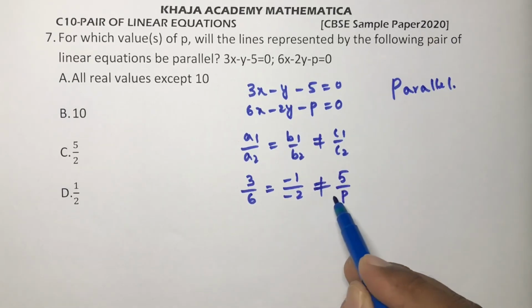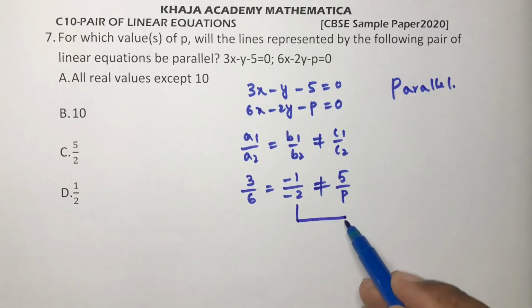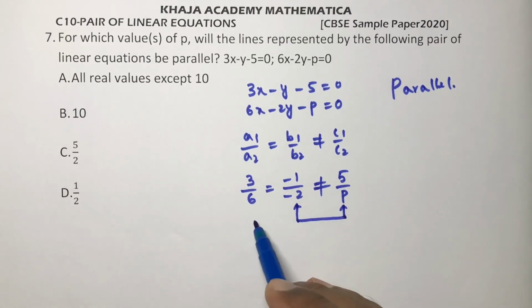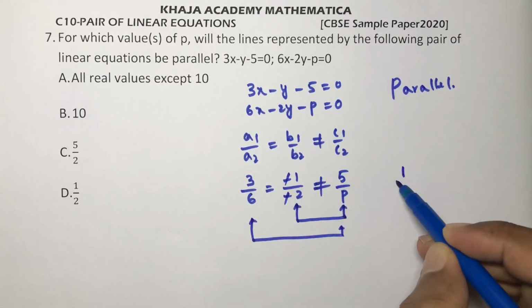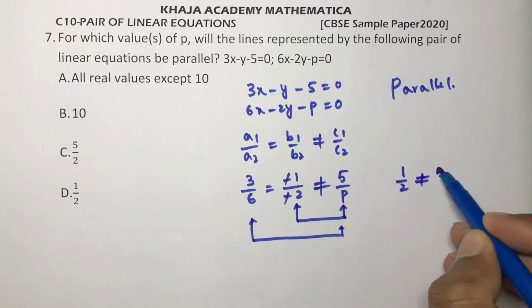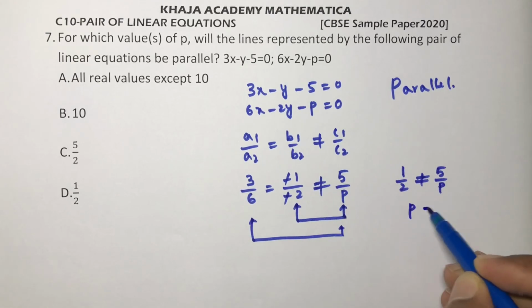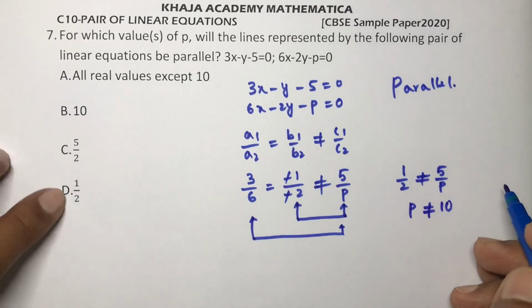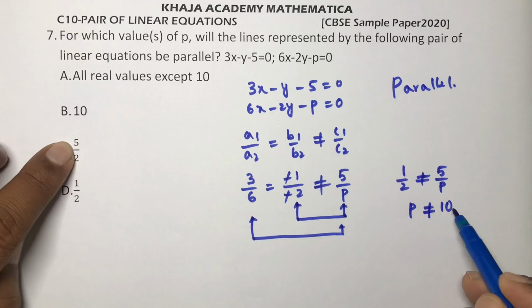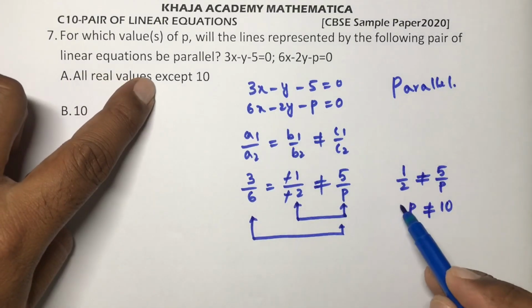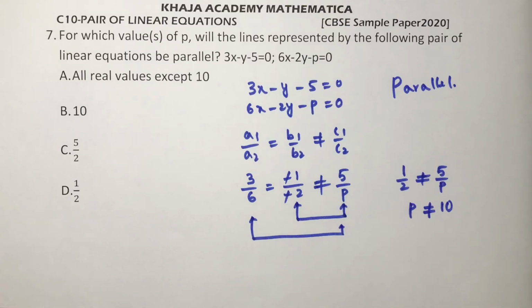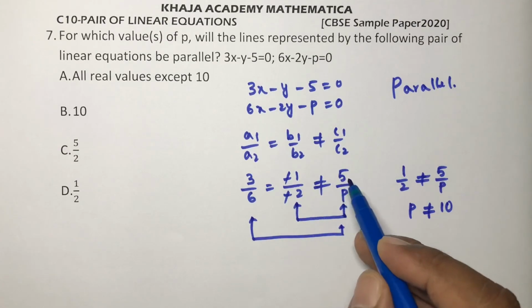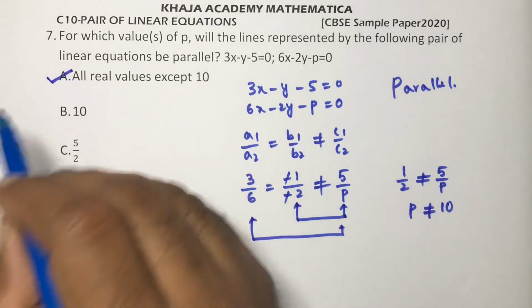Now see, we need to find p. For what values of p they ask, so you can equate these two or you can equate these two also. The choice is yours. Here minus minus cancels. 1 by 2 is not equal to 5 by p. If you cross multiply, p is not equal to 10. So p is not equal to 10, they didn't give it directly. So except 10, you can take all real values in place of p, because if you take 10, 5 by 10 is 1 by 2, then all will become equal, and the lines will become coincident. So all real values except 10 is the correct option. Answer A.